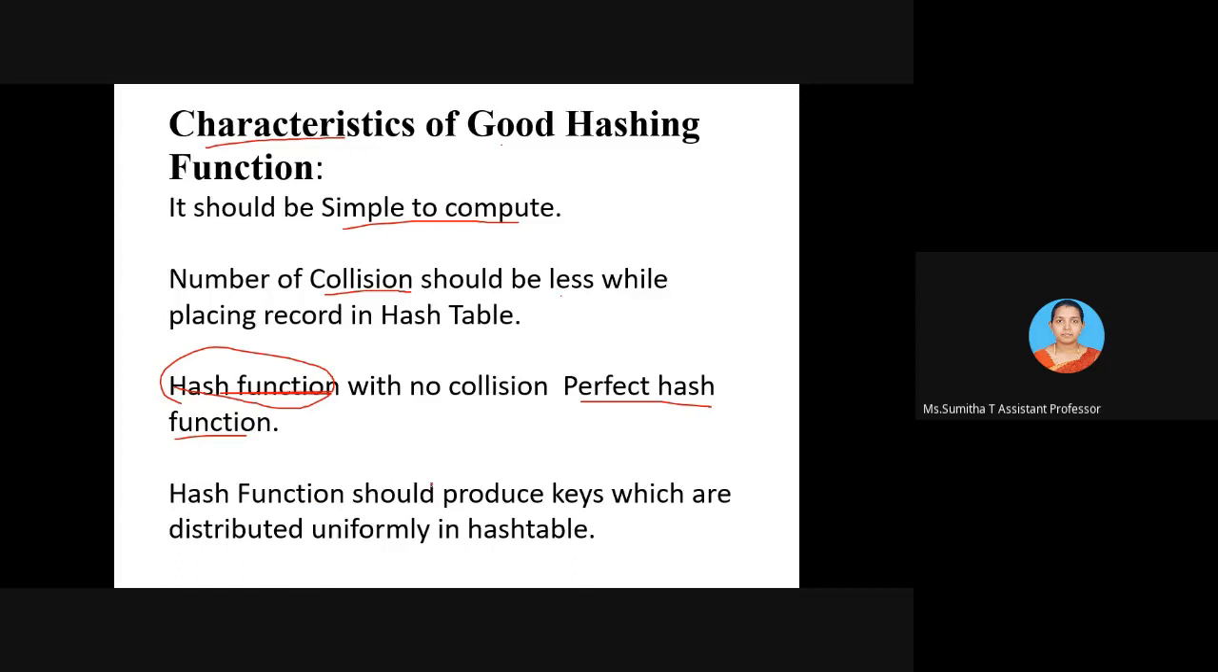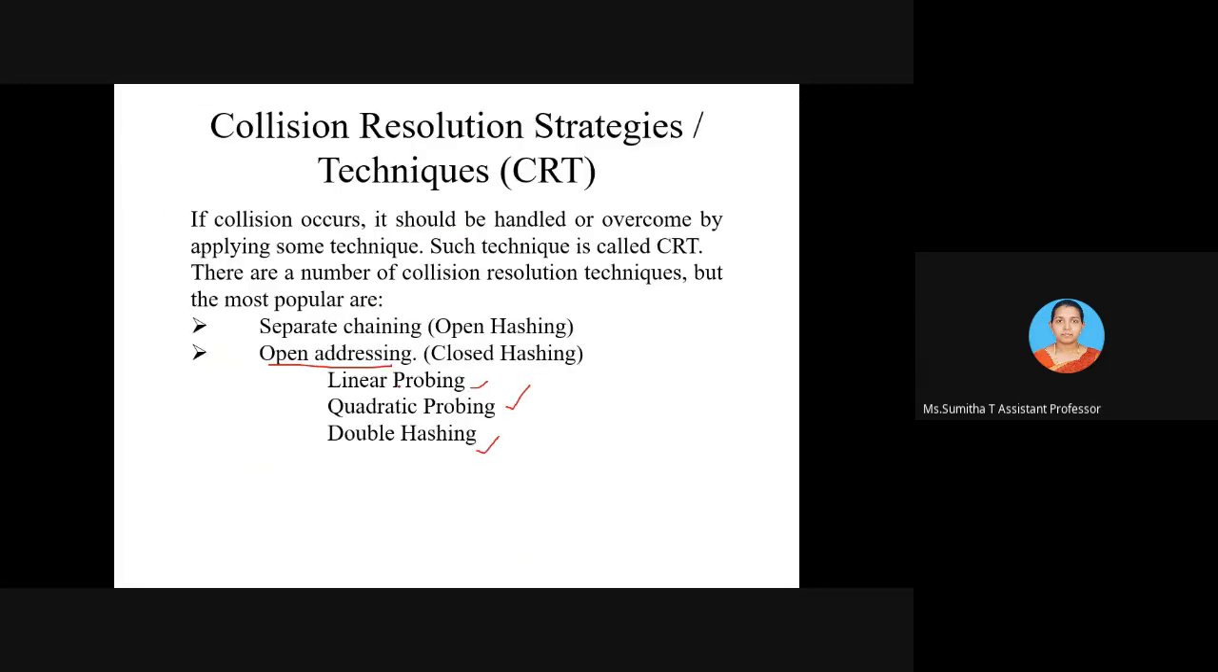For what purpose are we using the hash function? To fill the data into the hash table. If it is a good hash function, it should distribute the data uniformly in the hash table. These are the characteristics of a hash function. Then we will see the techniques one by one. We are seeing these techniques because if a collision occurs, we have to overcome that particular collision.